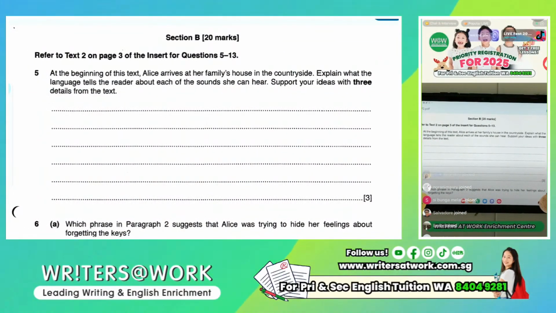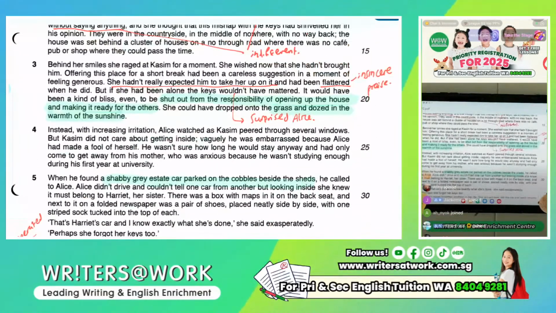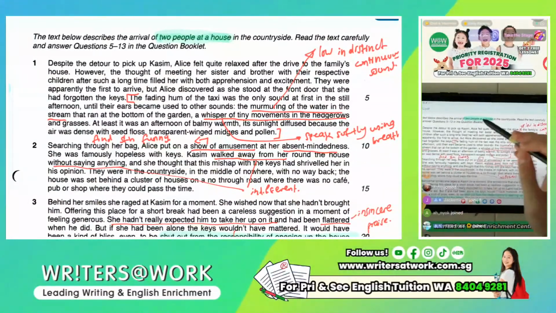At the beginning of the text, Alice arrives at her family house. So we are supposed to give three ideas to talk about the sights and the sounds that she could hear, right? So if we observe earlier, I pointed out the different sounds to you. So your three quotations would be here.